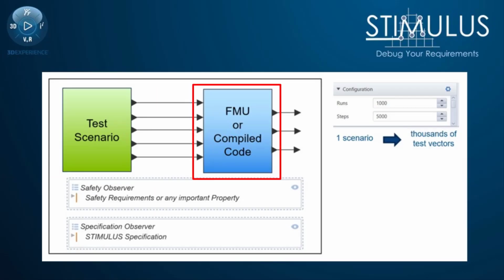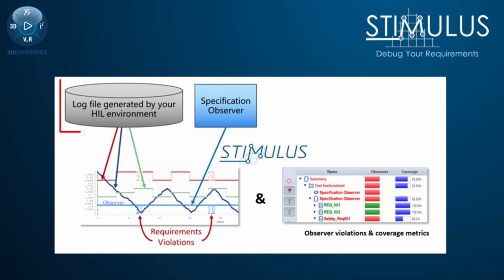You can test the code or FMUs generated from various implementation tools as easily. Load into Stimulus the log file of the tests you performed in your HIL environment, containing the inputs and outputs that occurred during the tests, and Stimulus, again, will assess if the safety was violated or not.